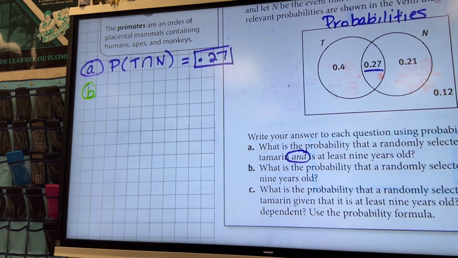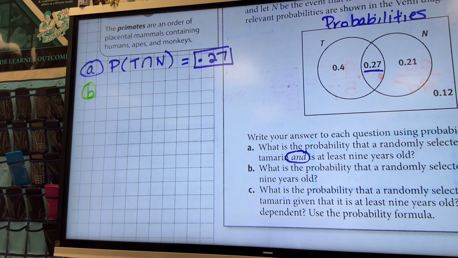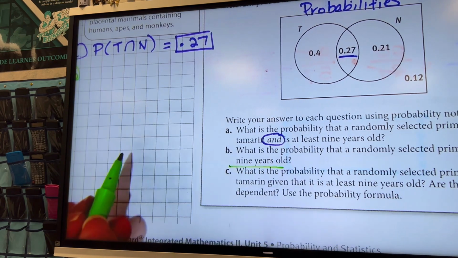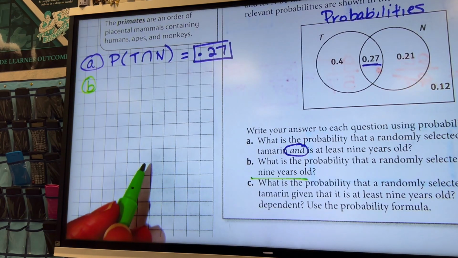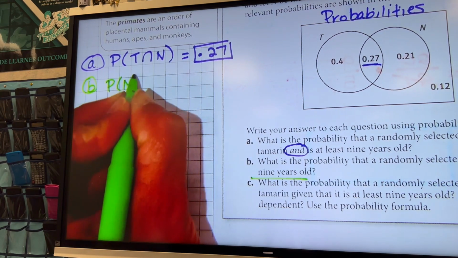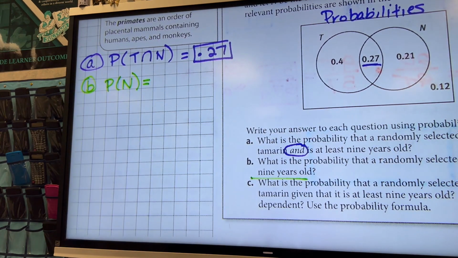Letter B says, what is the probability that a randomly selected primate is at least 9 years old? So this is just one event. So what letter are we using for at least 9 years old? N. So probability of N. And how can I find that total?